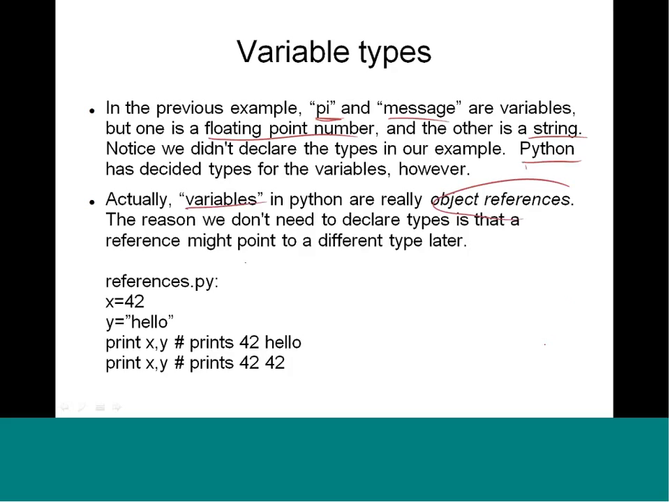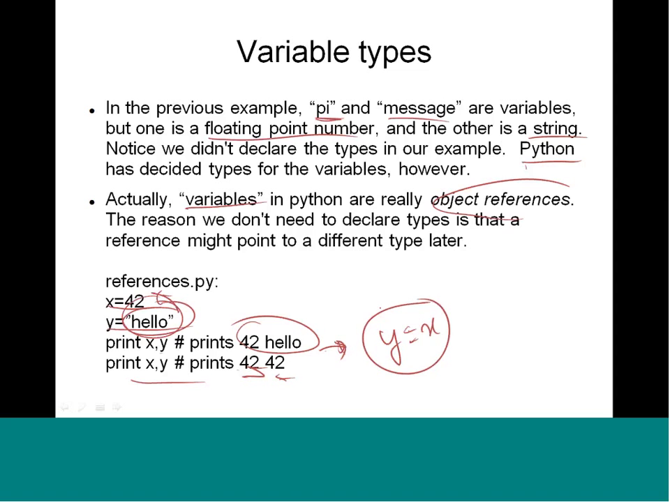So here is one example. X is 42, Y is hello. So print X, comma, Y prints 42 hello. But you can also change this type. There's another statement missing, which is y equal to x, and then when you do print x, y, it actually prints 42 and 42, because now it changed the data type from the string back to an integer. So midway you can change the type of the particular variable. Again, this is another key concept with Python.